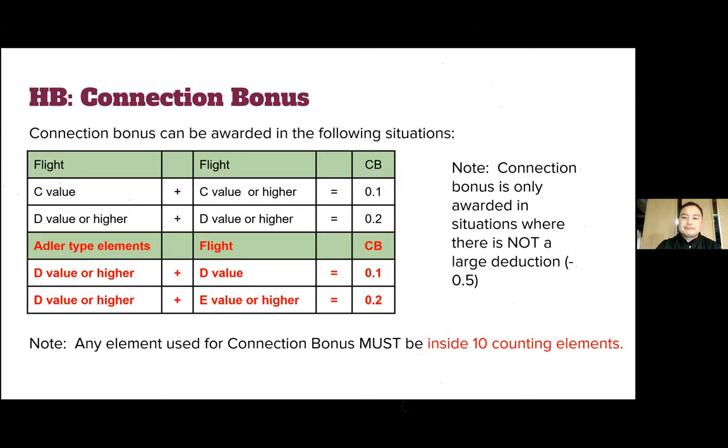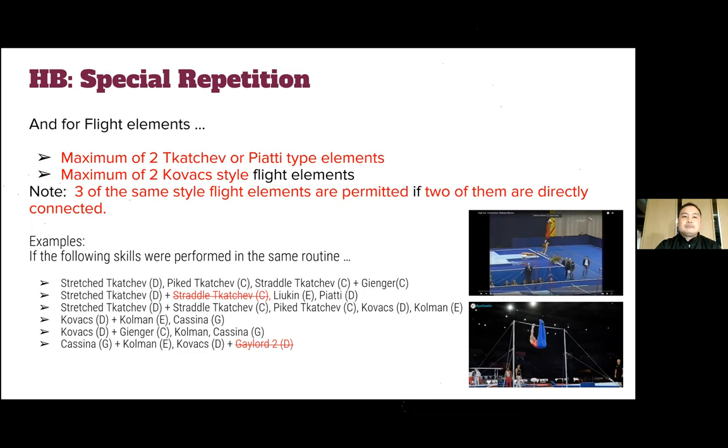So for example, maximum two Dugachev or Piatti type elements. Piatti type element is the straddle Dugachev. So maximum of the two Kovacs style flight elements. So note, three of the same style flight elements are permitted. But as I mentioned about this, only two, but three of the same style flight elements are permitted. But in this case, if two of them are directly connected, in this case, we can allow the three of the same style flight element.